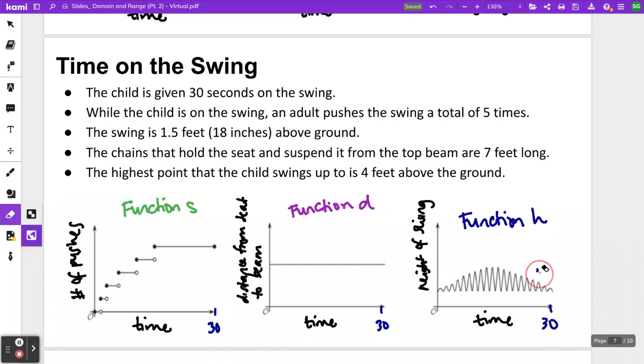Our x-axis is taken care of now, but our y-axis, those need some numbers. And so you're going to use these remaining bullet points here to go ahead and label these 3 graphs. Pause the video and try that now.